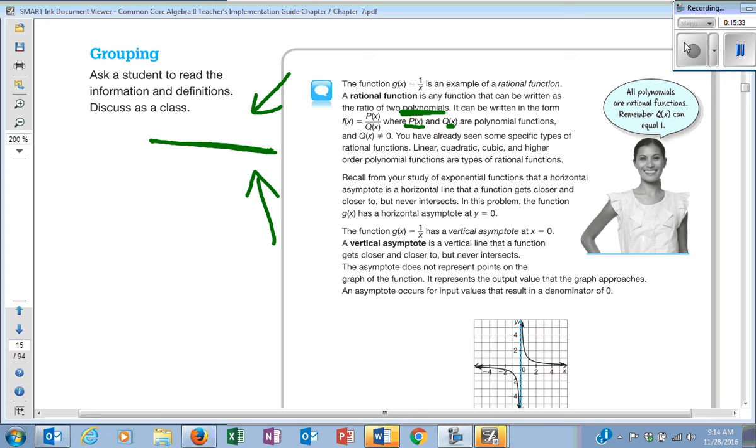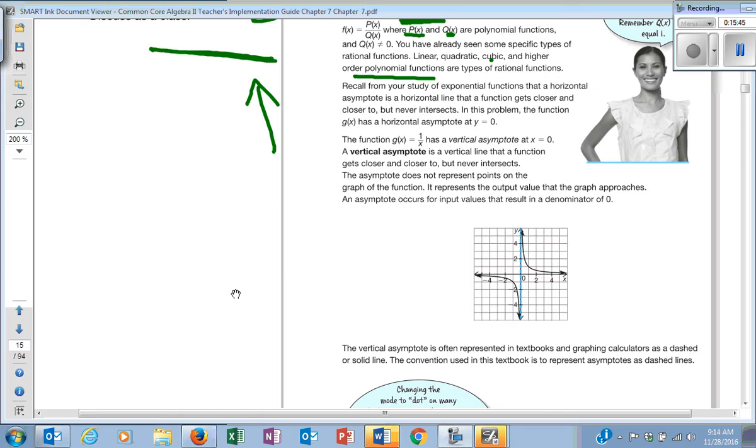Now, those things can be linear, they can be quadratic, they can be cubic, they can be higher order, which means fifth, sixth, anything like that. And so what happens is when you have these guys, you have two things that can occur. You have one thing which is called a vertical asymptote. A vertical asymptote is where the denominator equals 0. Because what happens is when you divide by 0, you have that undefined thing happening. So whenever the bottom becomes 0, you have a vertical asymptote. That's not allowed to happen.